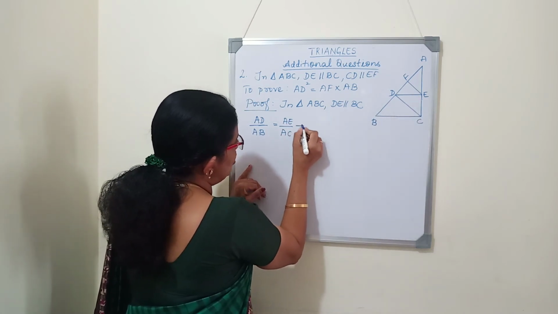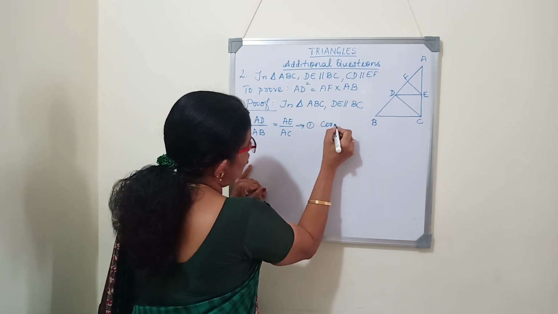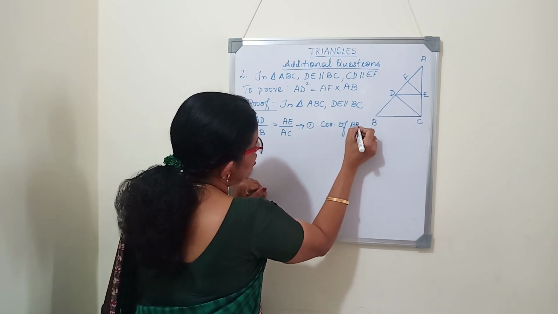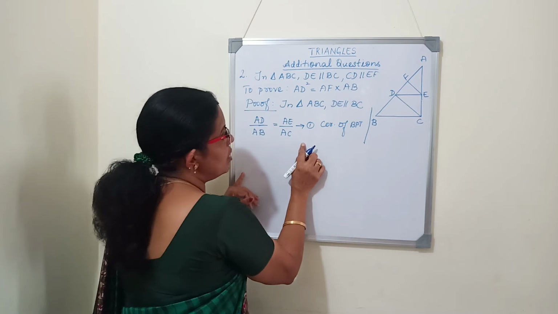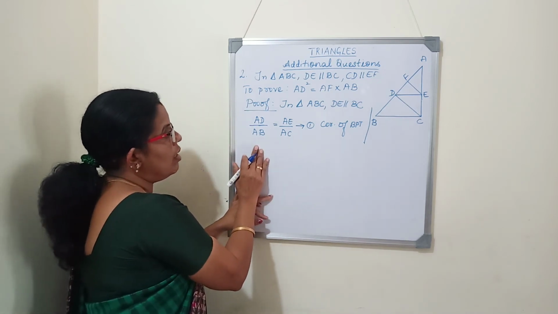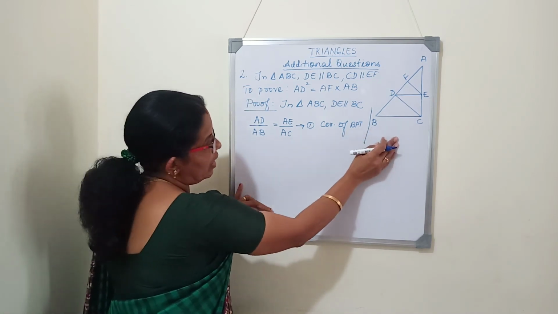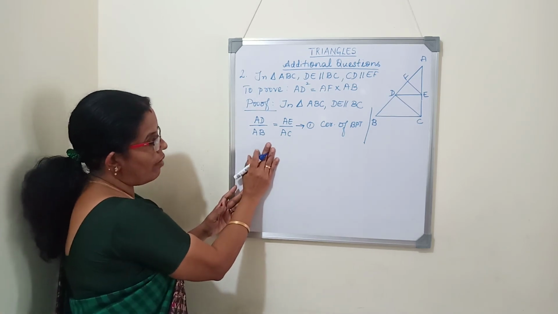So this is equation 1, corollary of BPT. According to what we wanted to prove, we have to choose BPT or its corollary. We have 3 corollaries. See that and write it. So we have equation 1.